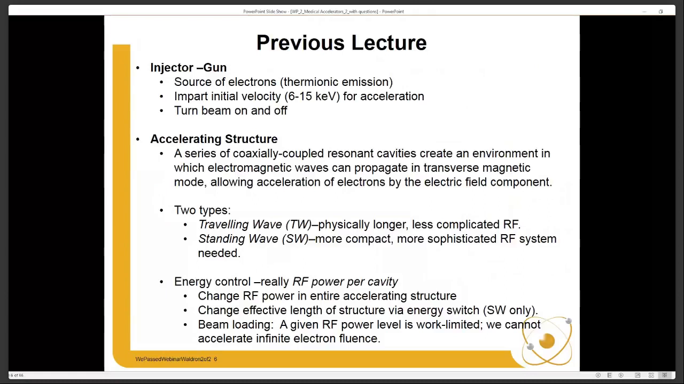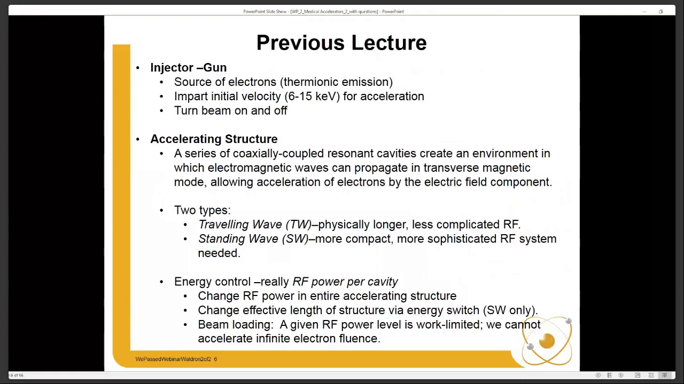These resonant cavities give us an environment that allows electromagnetic waves to propagate through the structure in transverse magnetic mode. What that means is that the electric field component of the microwaves is in the same direction as the axis of the accelerator. This means that charges present will be accelerated either forwards or backwards.